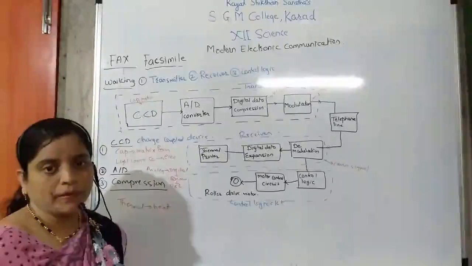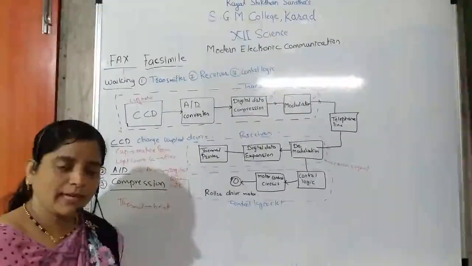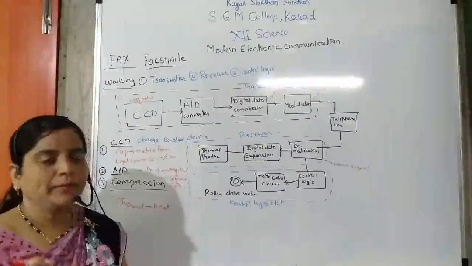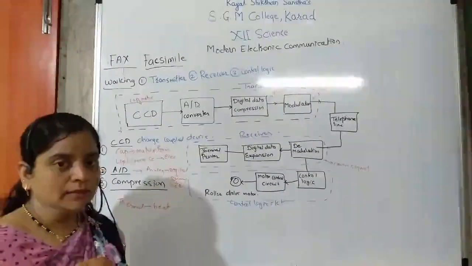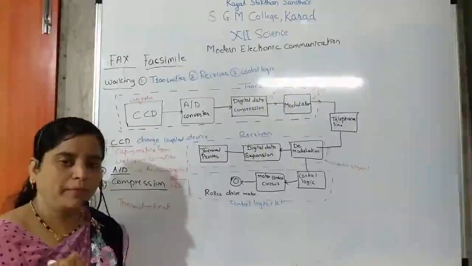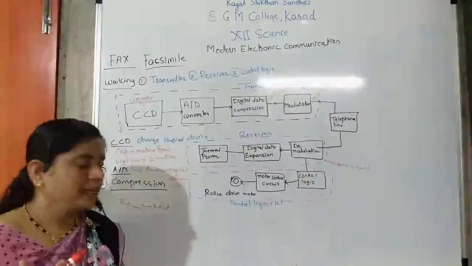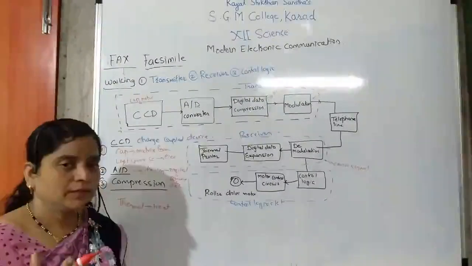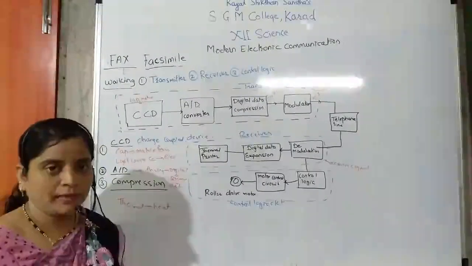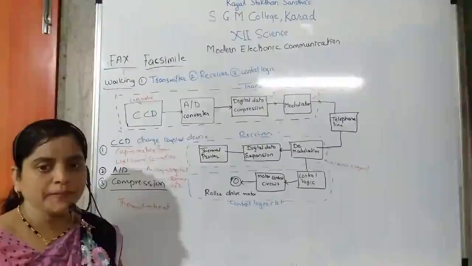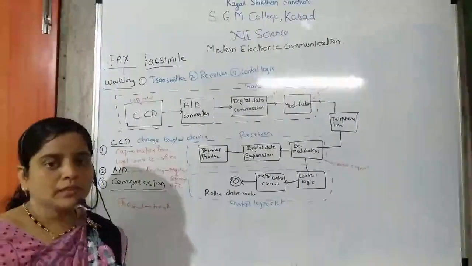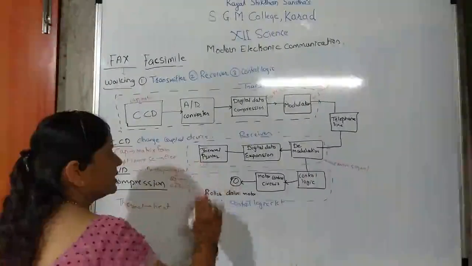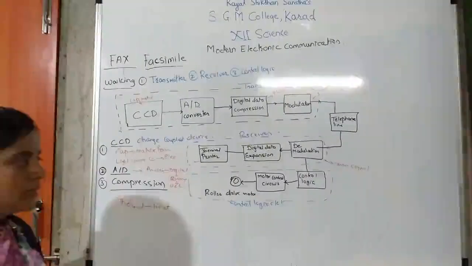Heat is not directly given to the paper. What happens if heat is directly given to the paper? It will burn. So one heating element is there in the head of the printer. That head becomes hot and it is given to the paper, and the paper turns black to recreate the image. So a laser printer can also be used. This is the second circuit, the receiver circuit.